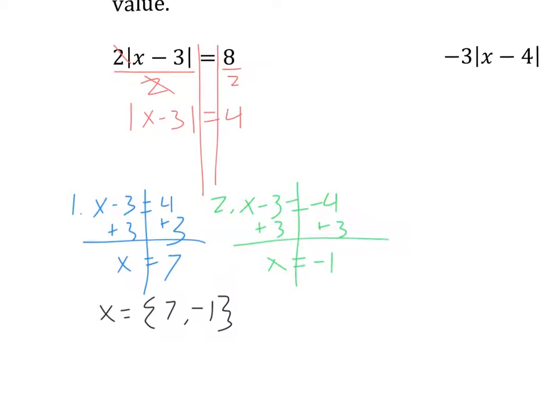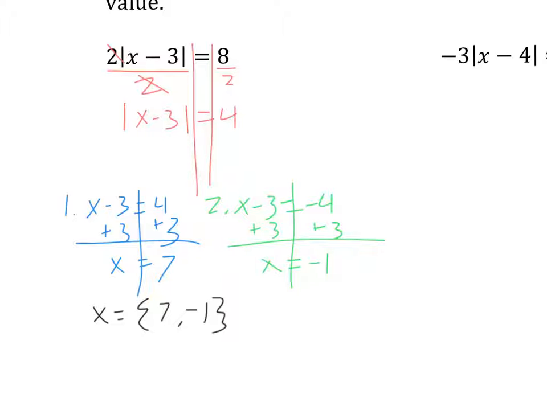Okay, and we can always check our answer by substituting our x's back into our original equation. So I can substitute 7 in right here for x. So if I take the absolute value of 7 minus 3, well, that's 4. The absolute value of 4 is just 4. Then I have 2 times 4 equals 8. So I know that that's good.